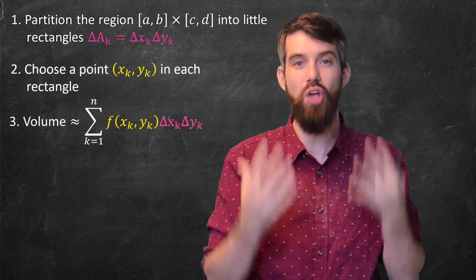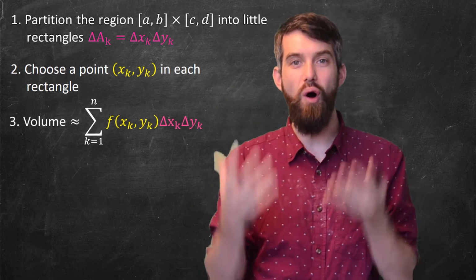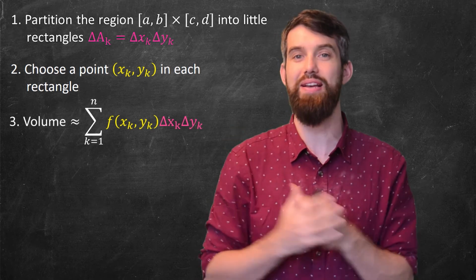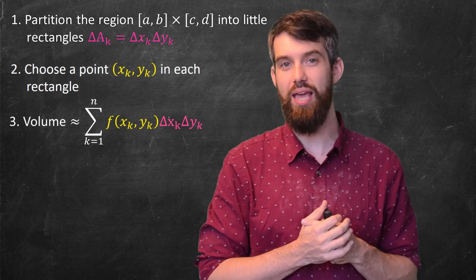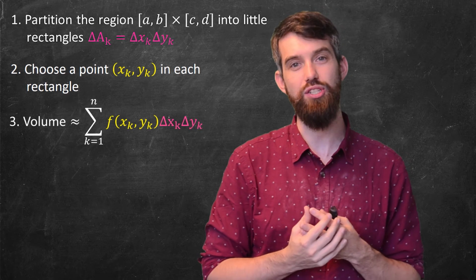Sigma is the sum from 1 up to n, and I'm adding up the sum of all the volumes of these little boxes, where the heights are given by the f of xk, yk, and where the widths are given by the delta xk, delta yk. And then comes the real magic of Riemann integration.